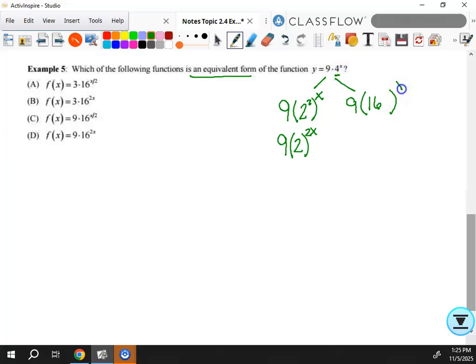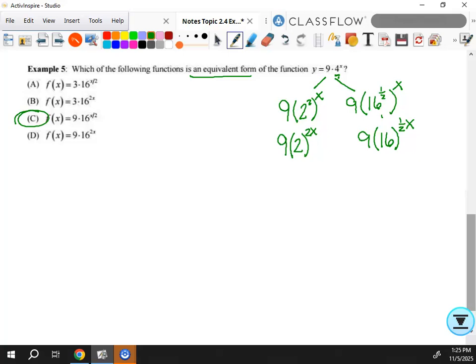So 4 itself is 16 to what power? To the 1/2, because it's the square root. So 16 to the 1/2, all I did was change that 4 to 16 to the 1/2 power. So then that gives me 9 times 16 to the 1/2 x, or 1/2 times x is x over 2, which would be C. Okay. Any questions at all?